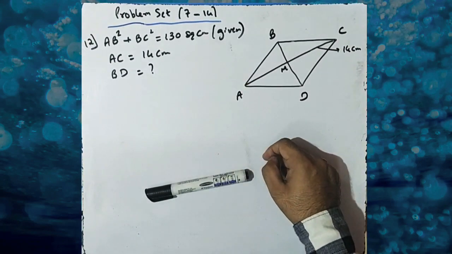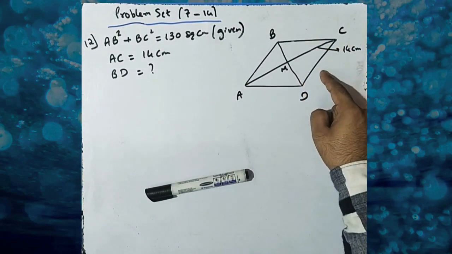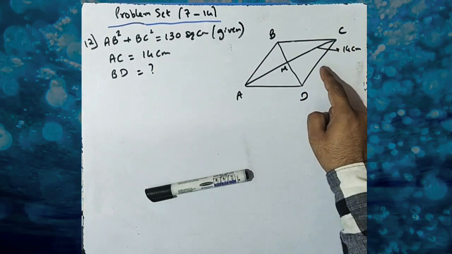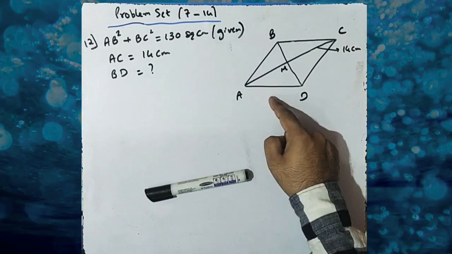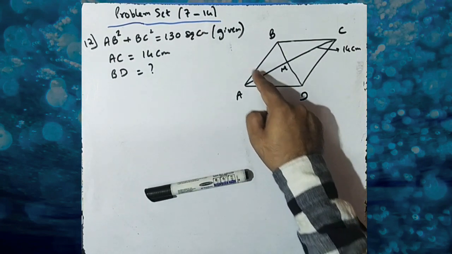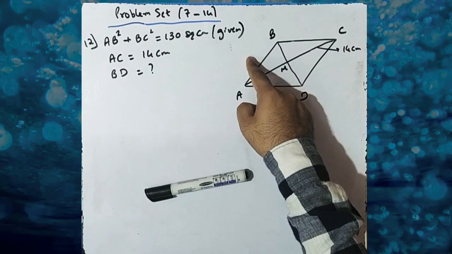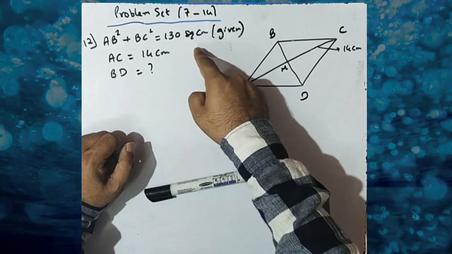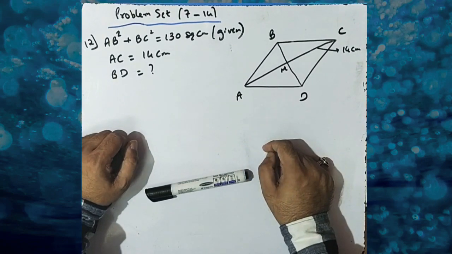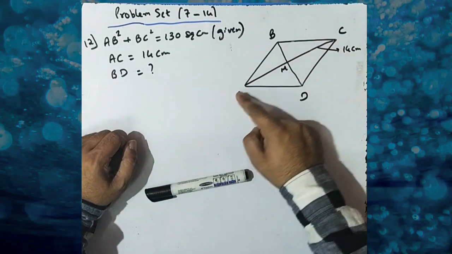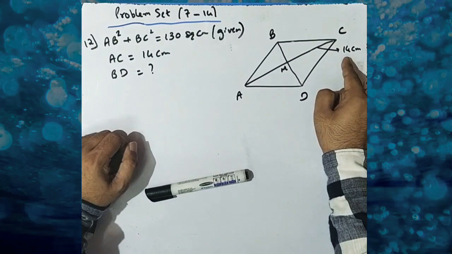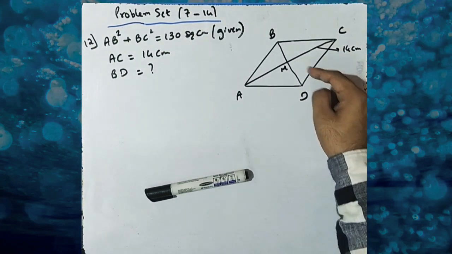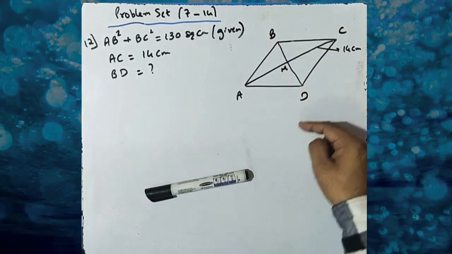If you wish, you can take BC square plus CD square 130, or CD square plus AD square 130, or AD square plus AB square 130. I have taken AB square plus BC square as 130. One diagonal is given 14, so I have considered diagonal AC as 14 centimeter. We have to find the other diagonal BD.